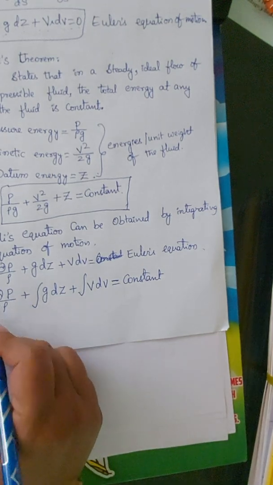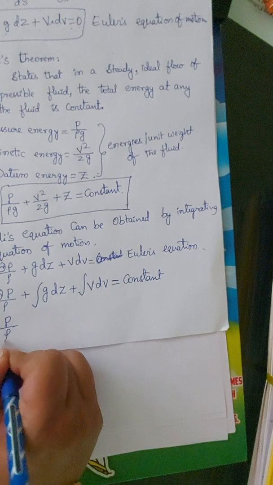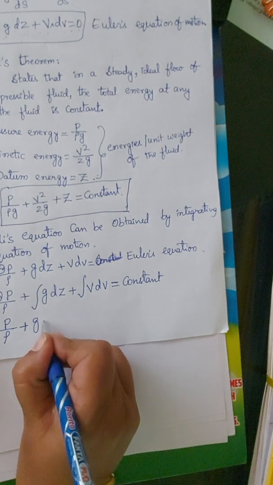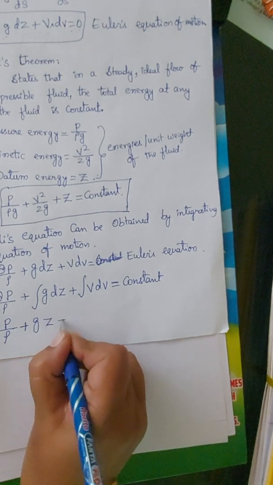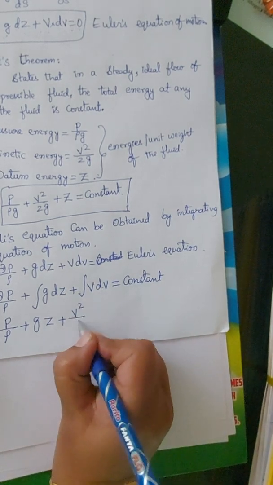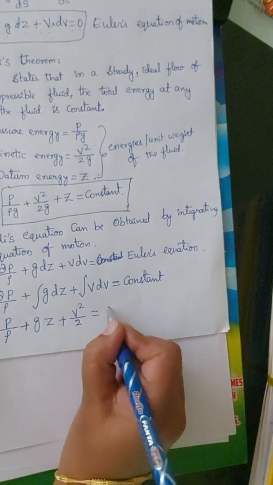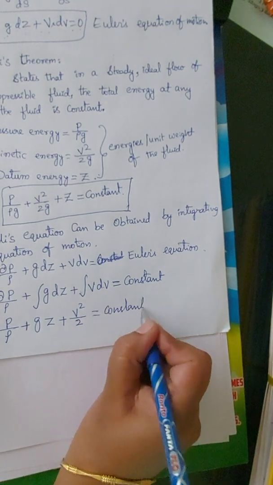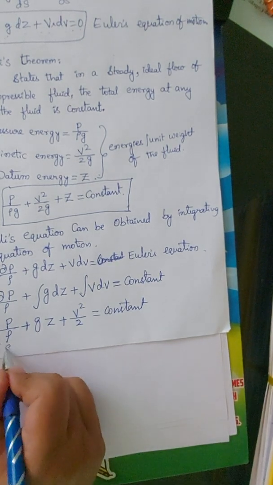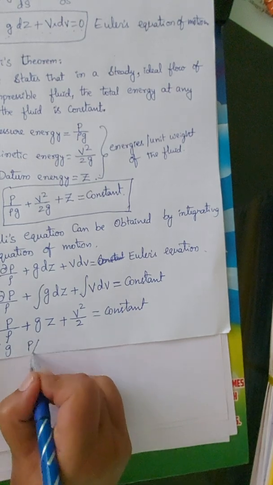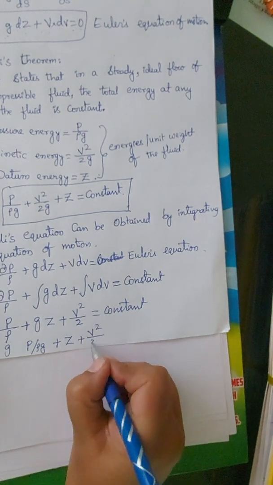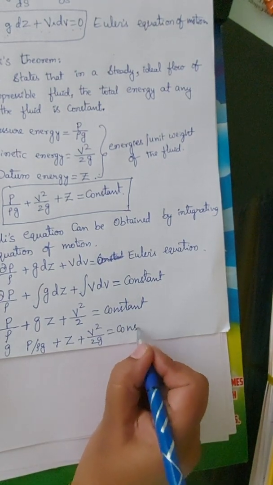The integral of dP by rho is P divided by rho, plus g into the integral of dz, which is z, plus the integral of V dV, which is V square divided by 2, is equal to constant. Divide this equation by g. I will get P divided by rho g plus z plus V square divided by 2g is equal to constant.